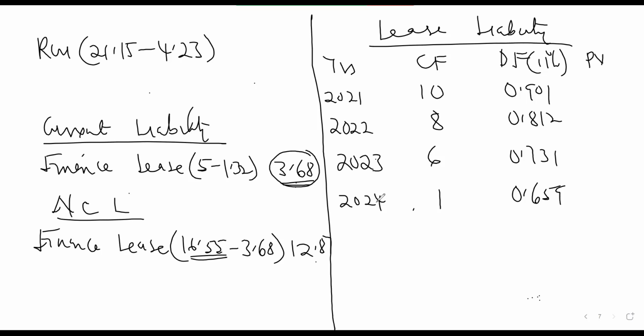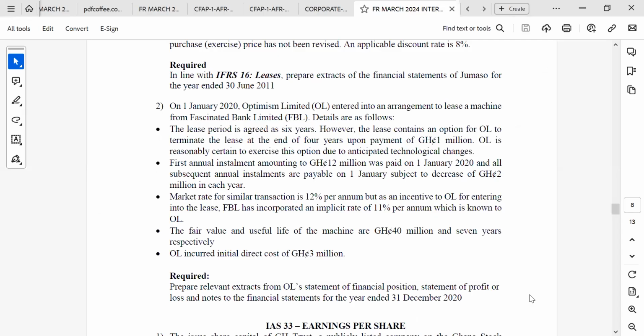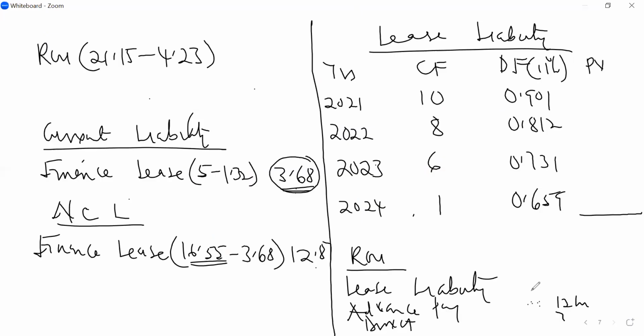Okay. So if you get a lease liability, your right of use will be calculated like this. You get a lease liability over here, then you add your advance payment to it. You add 12 million to it. Then you now add a direct cost. Let's look at the direct cost. The direct cost is 3 million.